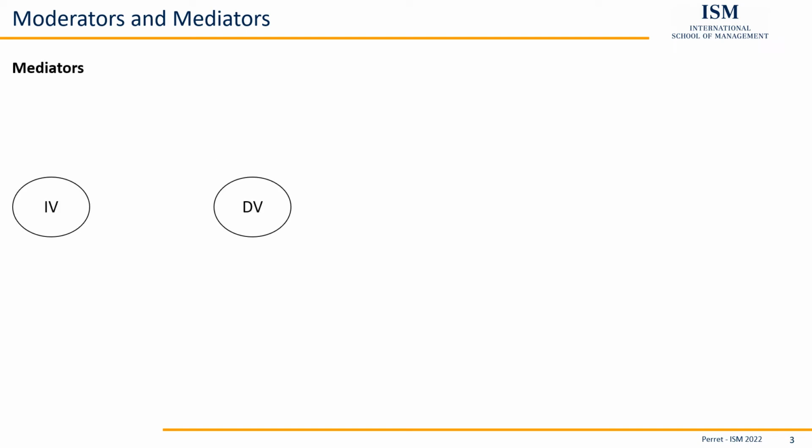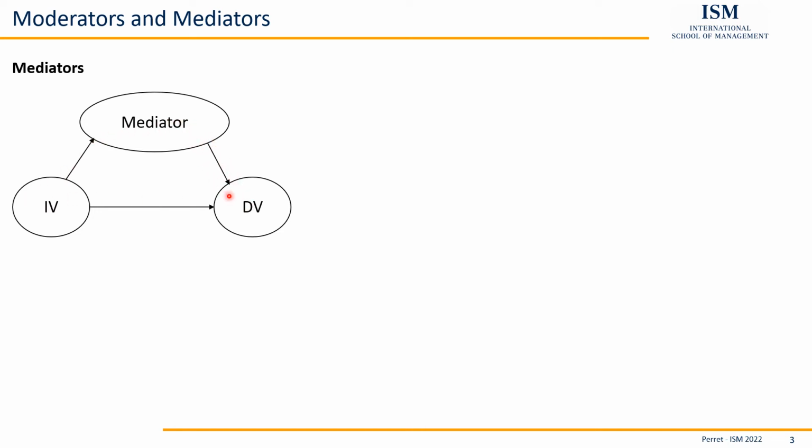Mediators look more or less the same. Independent, dependent variable, independent impacts dependent, and we have the third variable which also impacts the dependent. So far, they're exactly the same layout as with the moderator. The difference between moderators and mediators is that here the independent impacts the mediator and not the other way around. So we basically have two effects from the independent on the dependent. The direct effect, this line, and the indirect effect via the mediator.